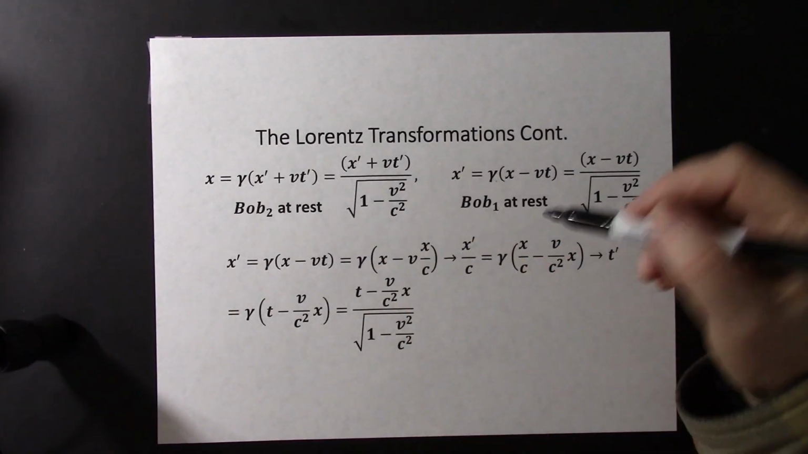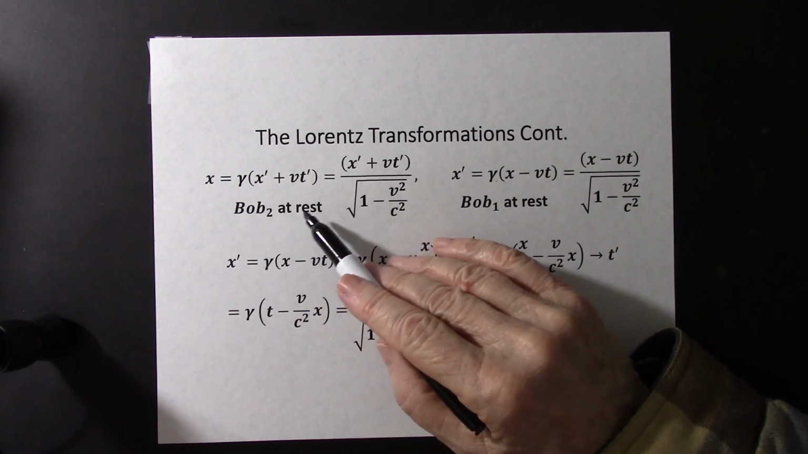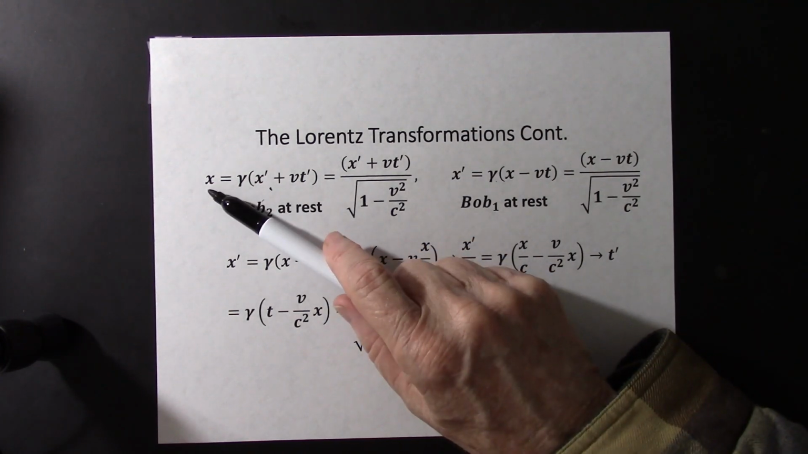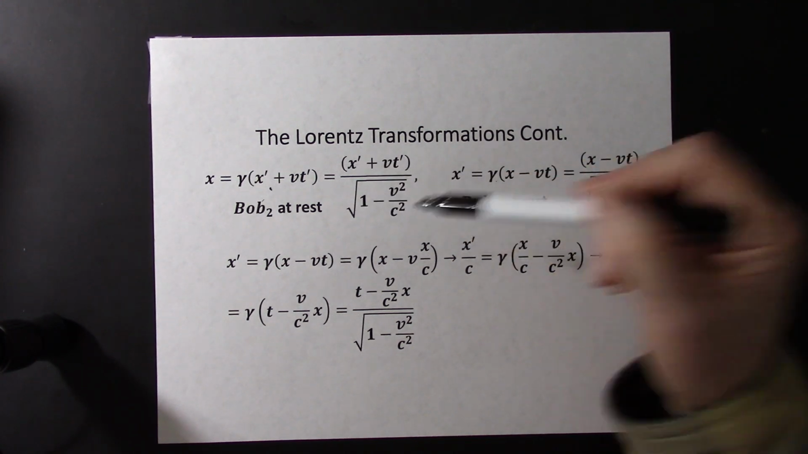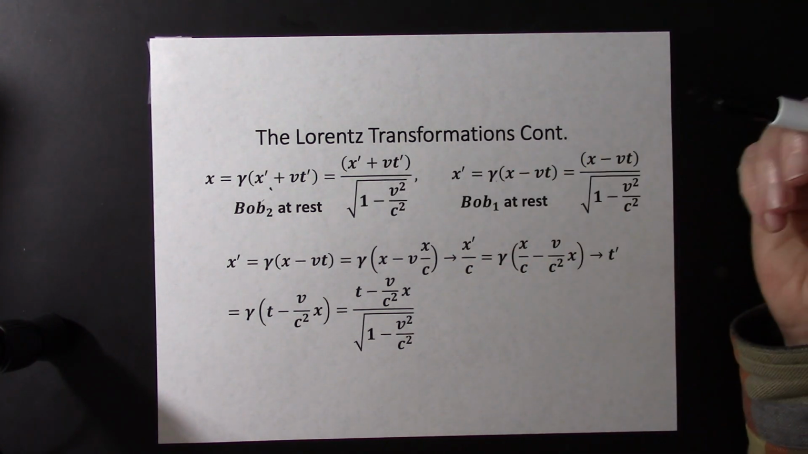So if we remember our two equations here, if Bob 2 is at rest, then we use this formula because Bob 1 is now moving. And we know the value for gamma, so we just can substitute in this value for gamma. And that's what we get.